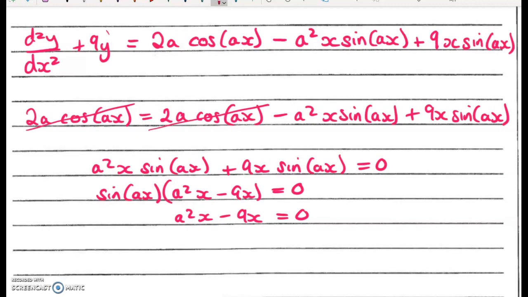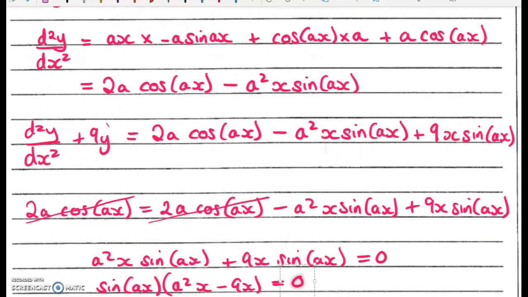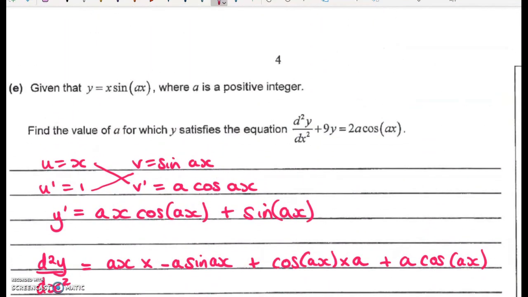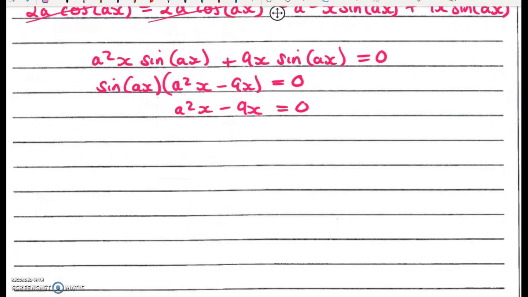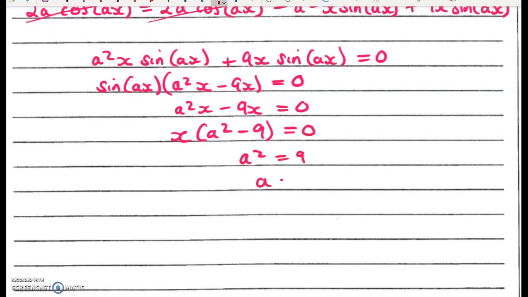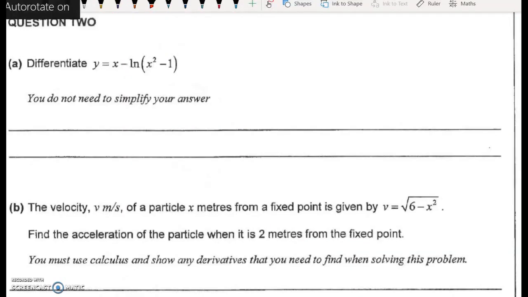We're not doing that sine ax equals 0, because we've been told that a was a positive integer up here, so if sine ax was equal to 0, a would have to be 0. So we know that the factor of x, and we get a squared minus 9 is equal to 0, so a squared equals 9, a equals plus or minus 3. You must show the steps that a could be plus or minus 3, but then pick the right one. So we're told that a is a positive integer, so therefore a is equal to 3. And on we go with question 2.